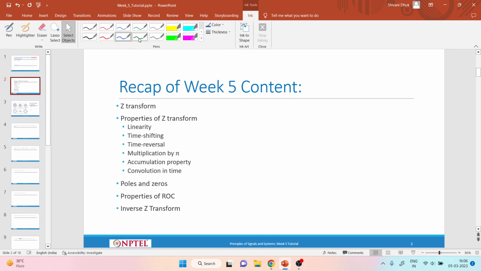So to begin with, let us first look at some basic concepts. That is, let us start by understanding the definition of the Z transform. So the Z transform is basically for a discrete time signal x of n.